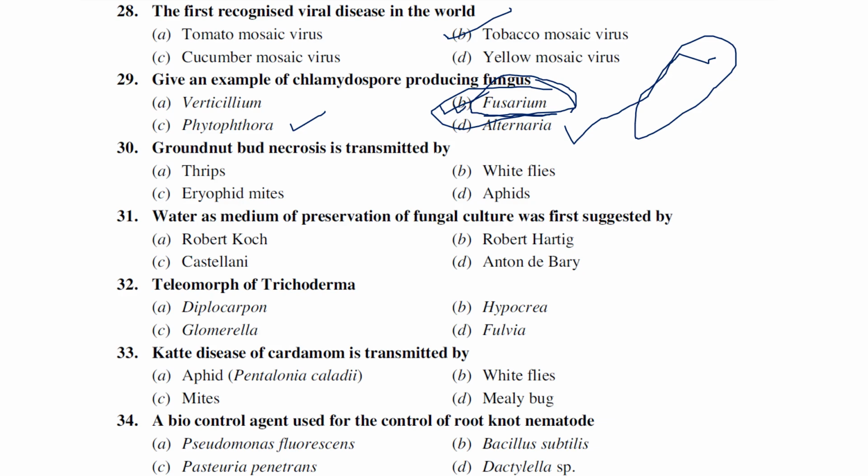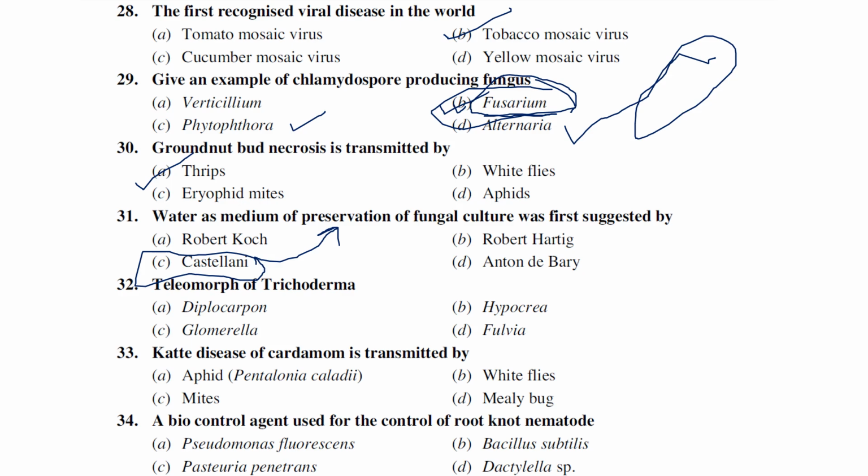Groundnut bud necrosis is transmitted by thrips, whiteflies, or eriophyid mites. Groundnut bud necrosis virus is generally transmitted by Thrips tabaci. Water as a medium of preservation of fungal cultures, which means we can also preserve fungi in water, was first suggested by Robert Koch, Hartig, Castellani, or Anton de Bary. Castellani was the first person who suggested that fungi can be preserved in water.